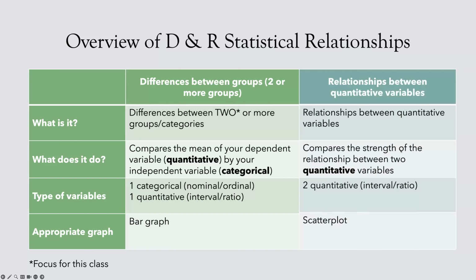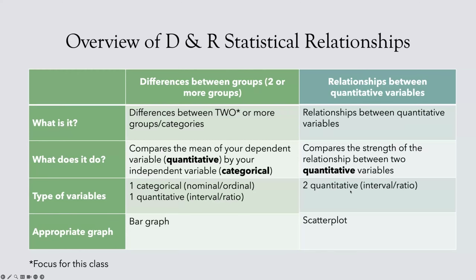By contrast, relationships between variables are R relationships. We are talking about quantitative variables. We're comparing the strength of the relationship and that direction. So we're looking for that direction of the relationship as well. And we'll talk more about how we calculate whether or not it is a statistical relationship in other videos.